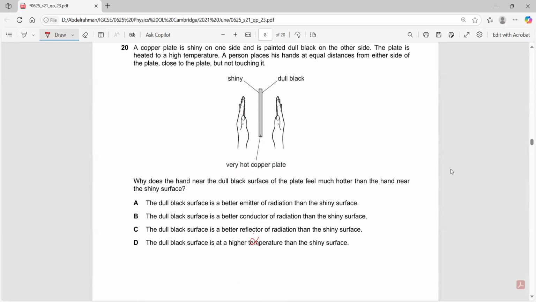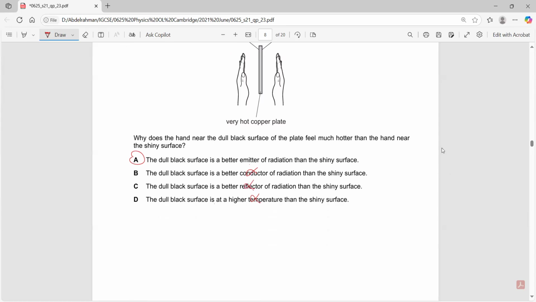In this case, we'd say that the dull black is the better emitter, right? It's the best emitter of infrared radiation. We cannot say it's a better conductor because he's not touching the surface, okay, nor is it a reflector. Actually, it is the worst reflector. It's not a better reflector.